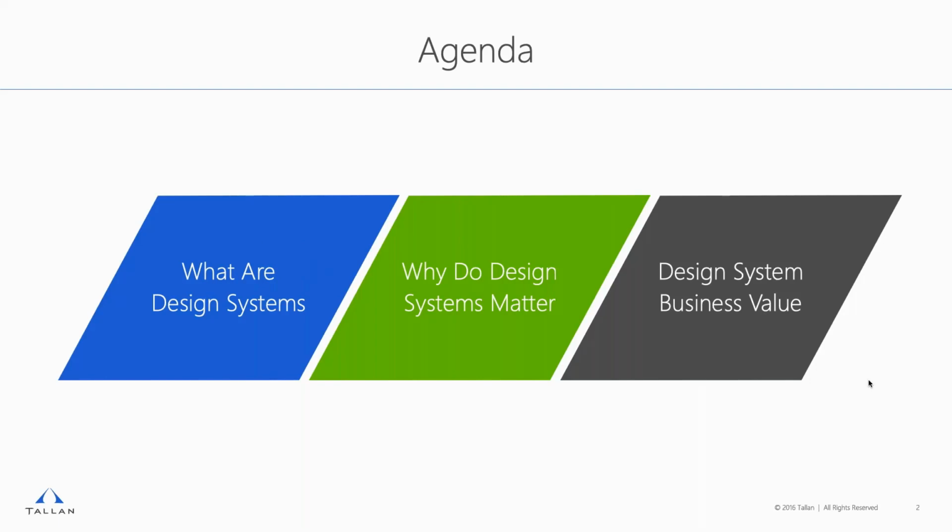So we can start first with defining what a design system is and what it isn't, as well as the parts that it's composed of. Then I'll move on to why they matter, how they'll improve your overall product's usability. And then finally, we'll talk about their business value and how they help product teams operate more efficiently, ranging from design to development and scalability.